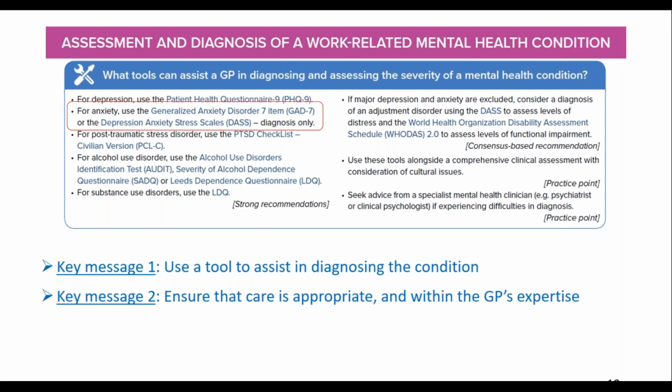So if you look at the recommendations that arise in our guideline, there's a very strong recommendation that when you're considering the presence of anxiety, you use the GAD-7 or the DAS scale to assist you with the diagnosis. So we can use either of these tools to assist us in determining if Sue has an anxiety disorder, and the GAD-7 especially to assess the severity of that anxiety disorder.